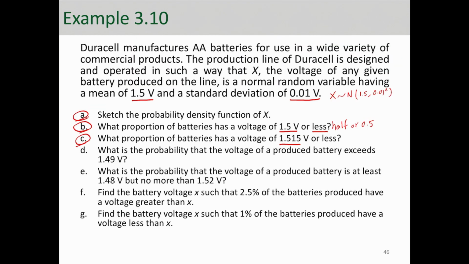So now that you learned how to do this transformation, I want you to pause the video here and try parts D and E and come back to the video.